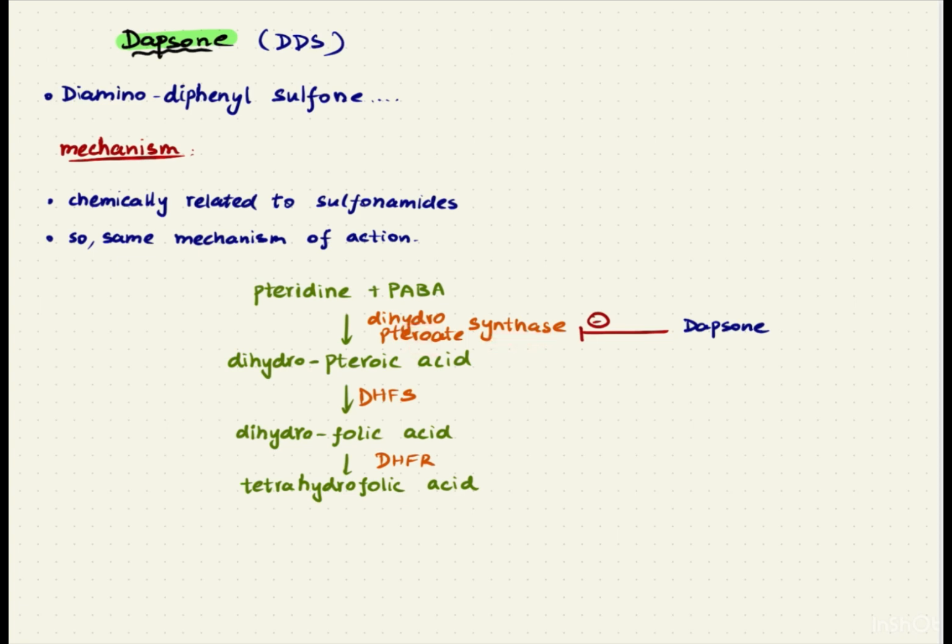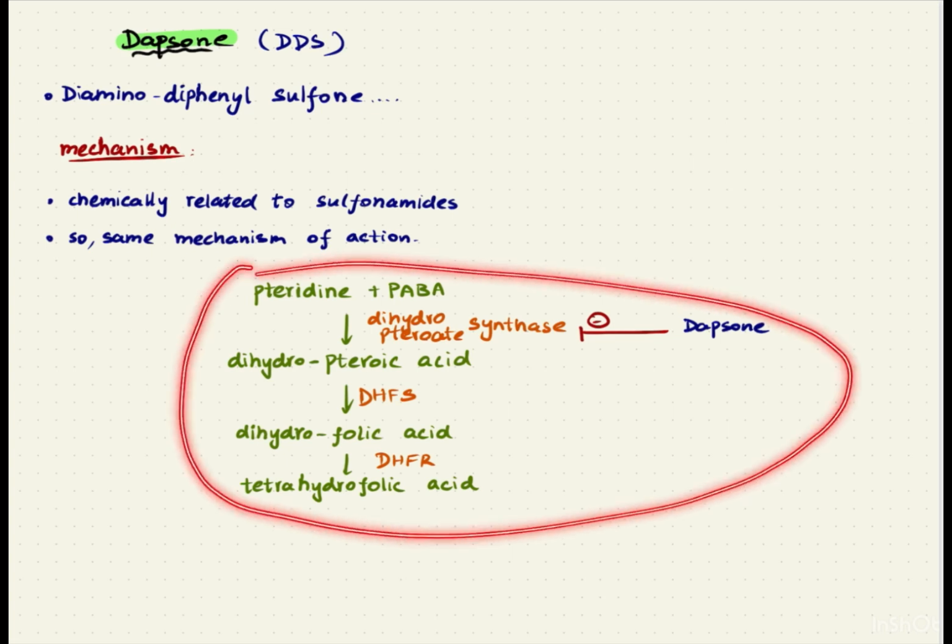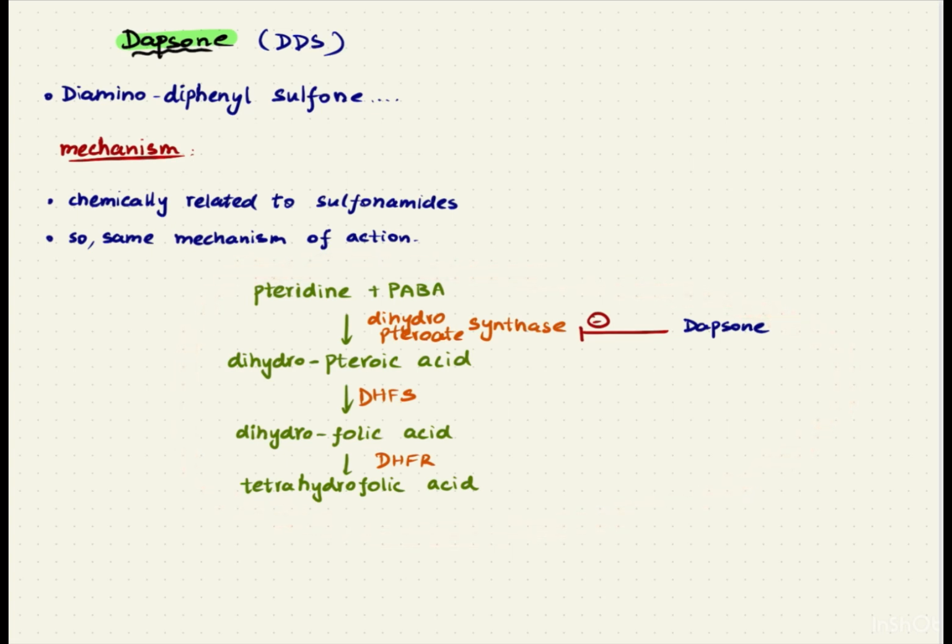One more thing to be remembered in this pathway of folic acid synthesis is that we have two drugs, trimethoprim and methotrexate. Trimethoprim and methotrexate inhibit the enzyme dihydrofolate reductase. So they also essentially inhibit folic acid synthesis.